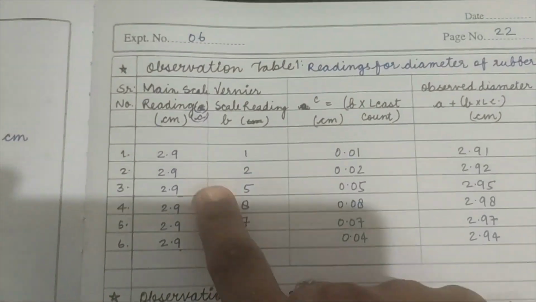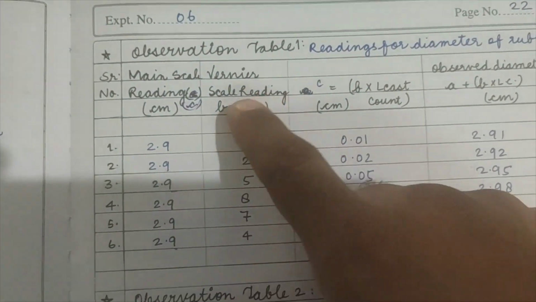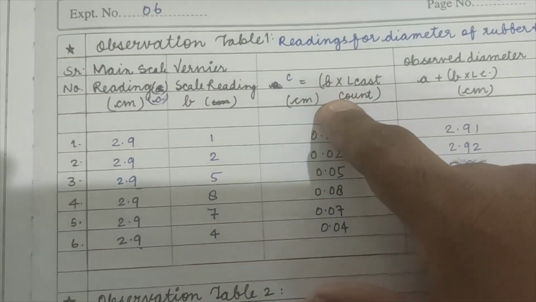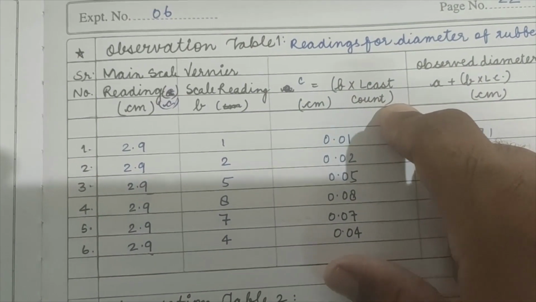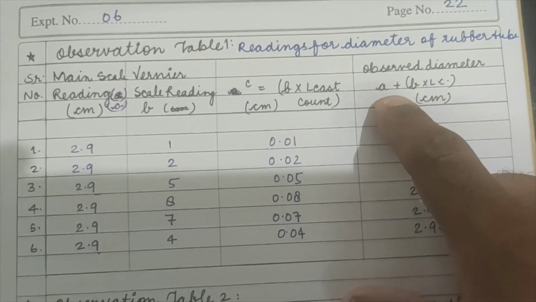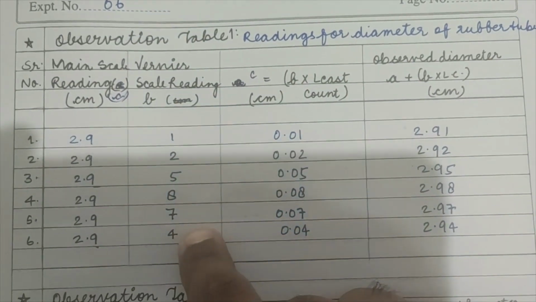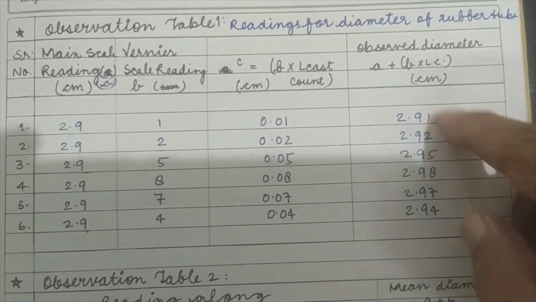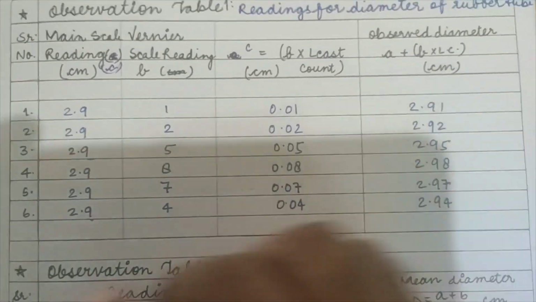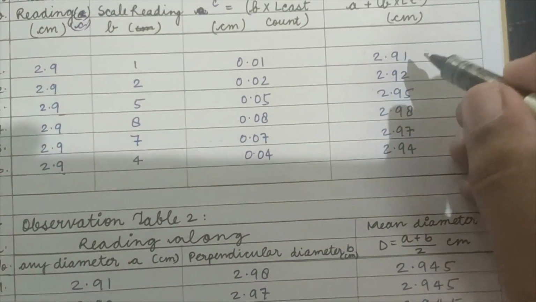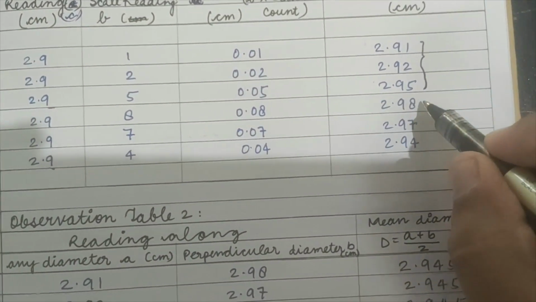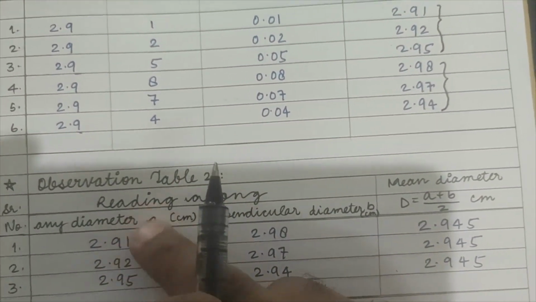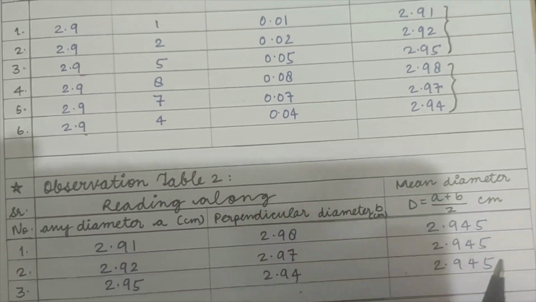This is the table where you need the main scale reading and the vernier reading, and the total reading is the vernier reading multiplied by the least count, added to the main scale reading. Main scale reading is A, vernier reading is B, and then the total reading is A plus B multiplied by the least count. We will take three readings along any direction, and three readings perpendicular to that direction. So along any diameter these three readings, and along the perpendicular diameter these three readings.